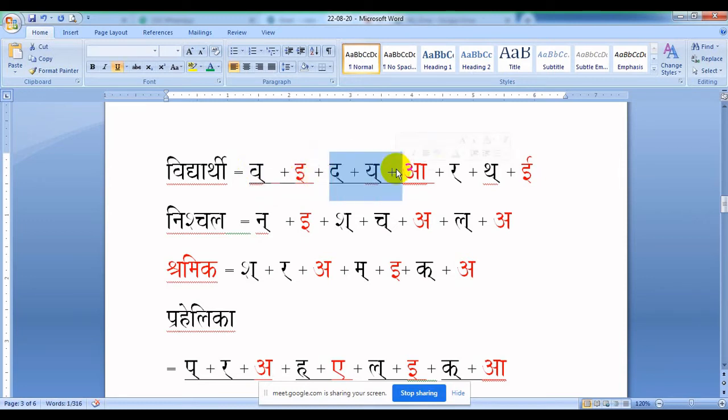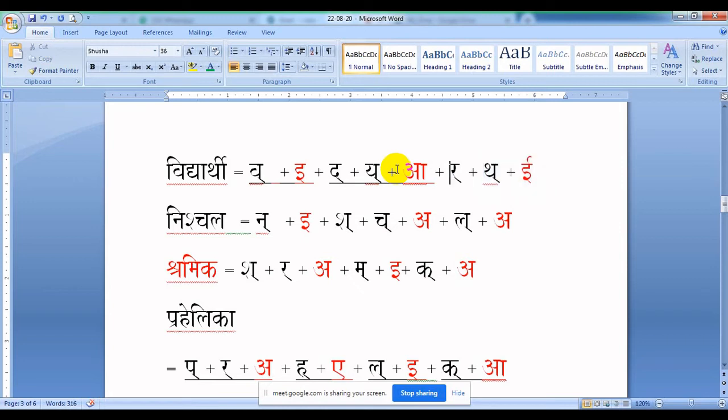Then another letter, these three letters, sound da, yo and a, I underline. So it's one letter, dia. Then again I will leave it, and then ra. Then again tha and e I will underline together. So it's thi. So I underline the word like this. I will send you the PDF file of this copy right after the class. So you will do the practice.